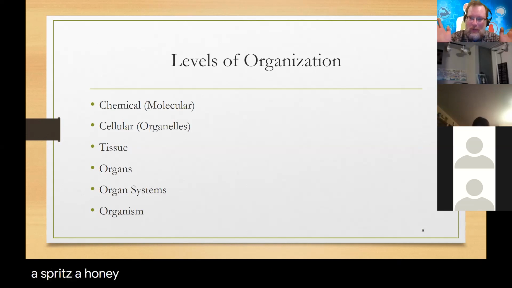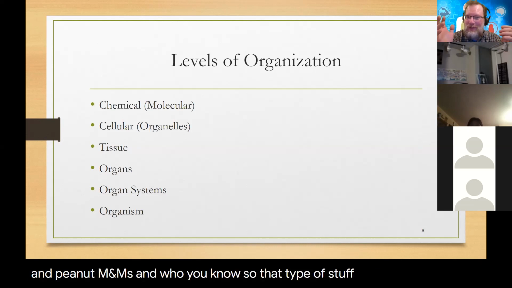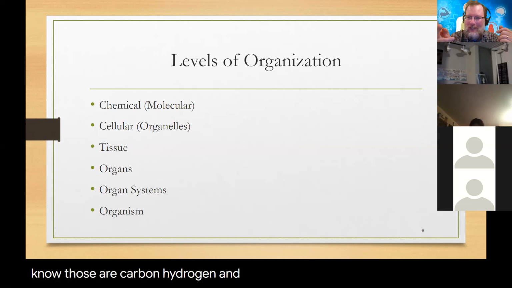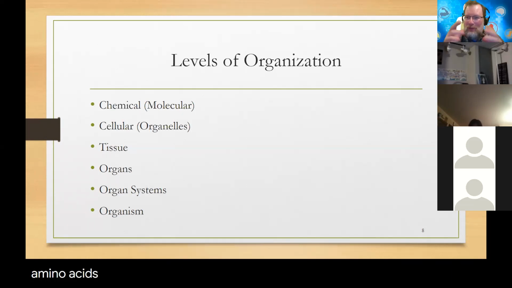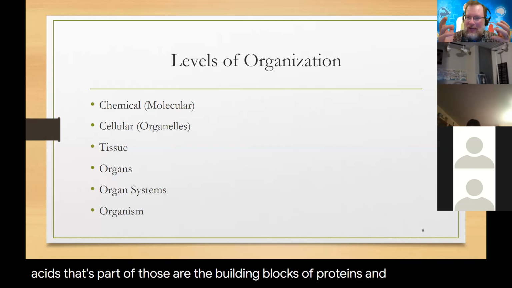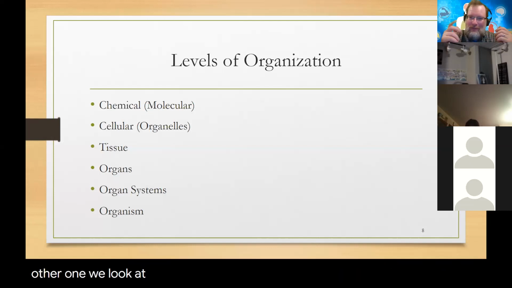Then the sugars you eat, whether it's a starch or complex carb, honey, an apple, or candy like gummy bears and peanut M&Ms, those sugars are carbon, hydrogen, and oxygen, C, H, and O. Proteins are also C, H, and O, and then they have nitrogen as well. You've maybe heard of amino acids; those are the building blocks of proteins. And fats, the other one we look at, have carbon, hydrogen, and oxygen as well.